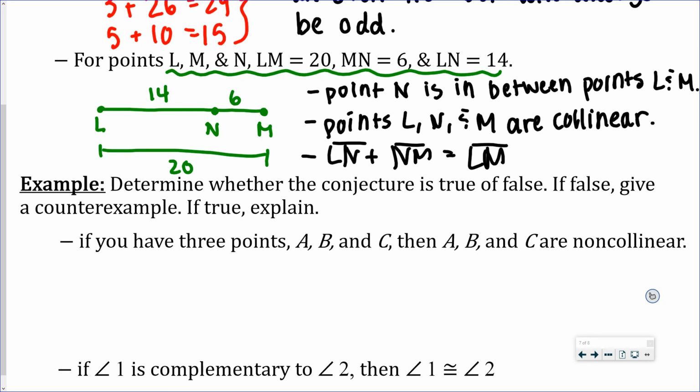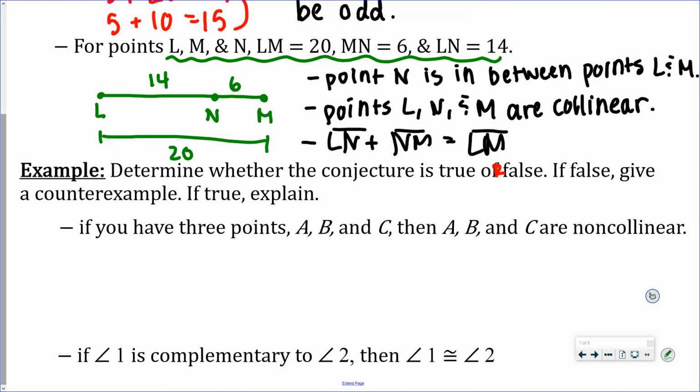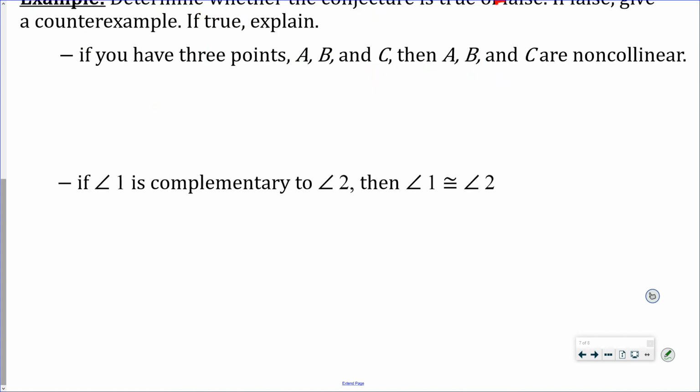All right, we'll take a look at some counterexamples next. So this time they're giving us the conjecture. We don't have to come up with it ourselves. They say determine whether this conjecture is true or false. If false, give a counterexample. If true, explain why it's true.